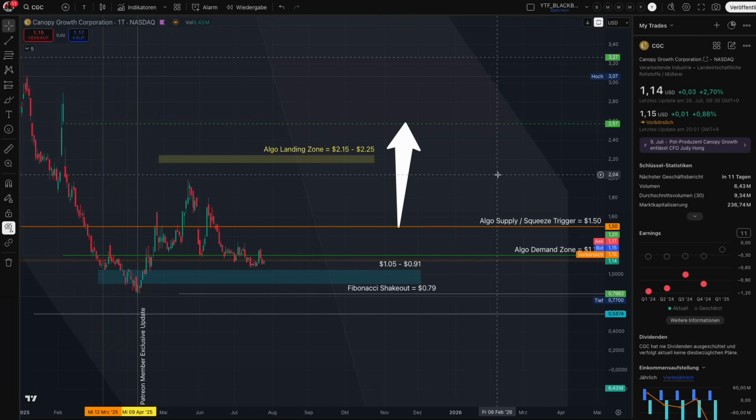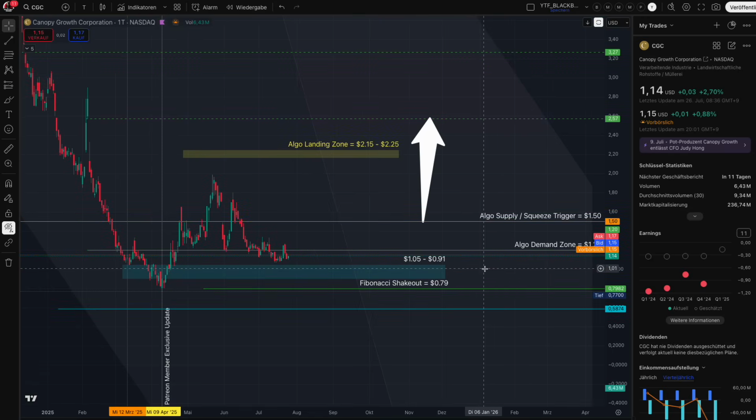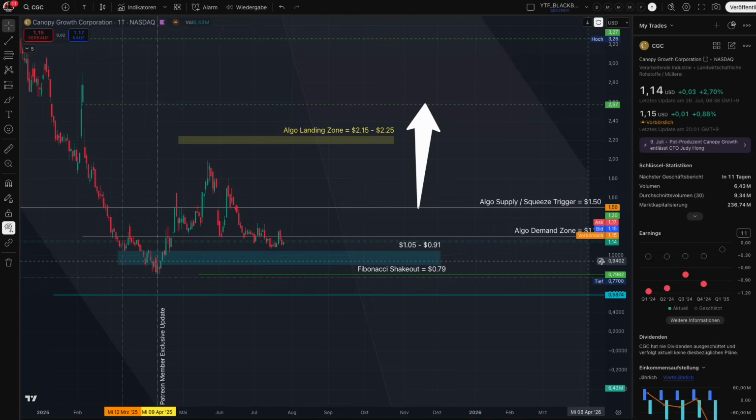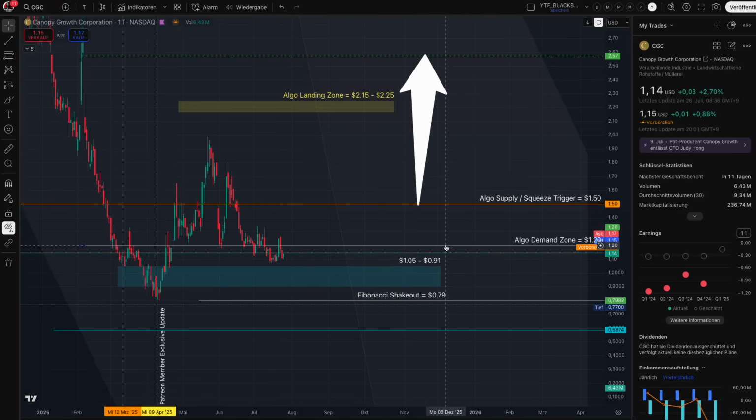So guys, what is my game plan for Canopy Growth? As I said before, the Algo Demand zone, which means the support, the bullish Algo support, is $1.20. We're trading now below $1.20. The biggest support we have, that's why I added the zone here for you, is $1.05 to 91 cents. If we should see in the pre or after market here a shakeout in the upcoming days, the Fibonacci level where the biggest respawn should or could happen is 79 cents.